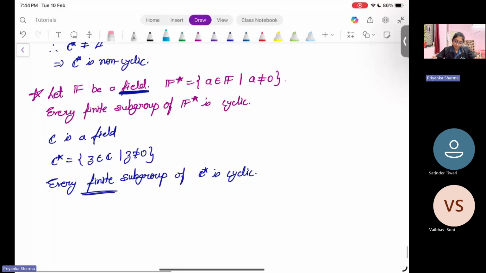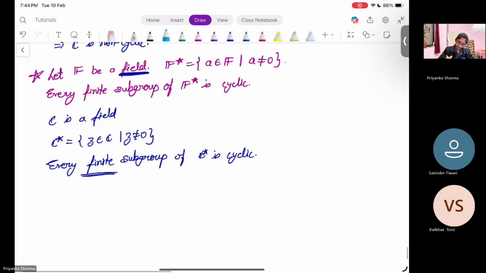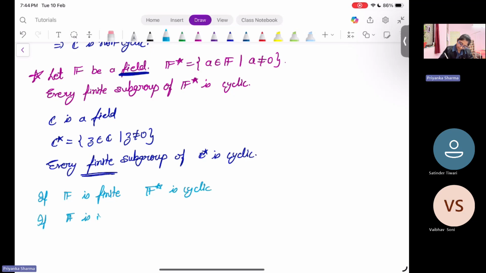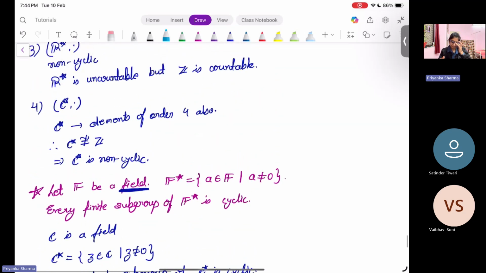Okay. So is this clear? If we have a field, then every finite subgroup of F star will be cyclic. But F star can be either cyclic or non-cyclic. So we can also say, if F is finite, then F star is cyclic. If F is infinite, F star is non-cyclic.